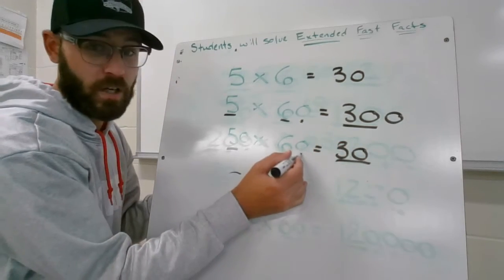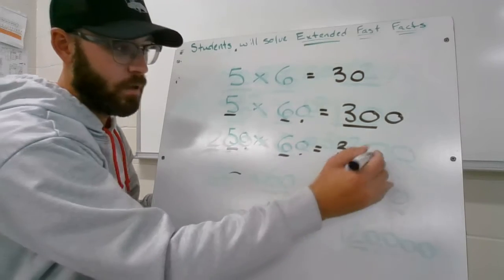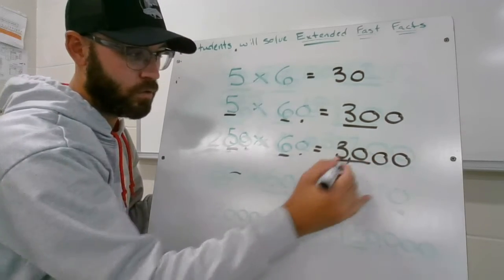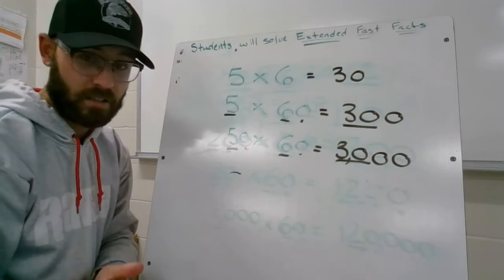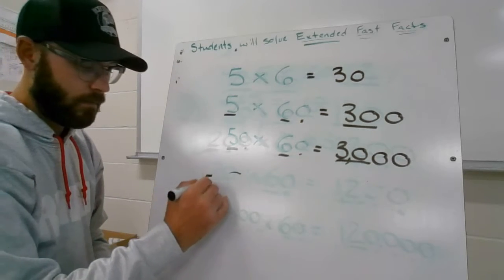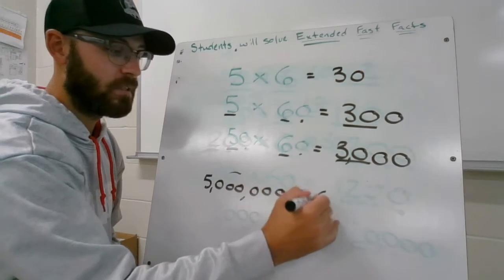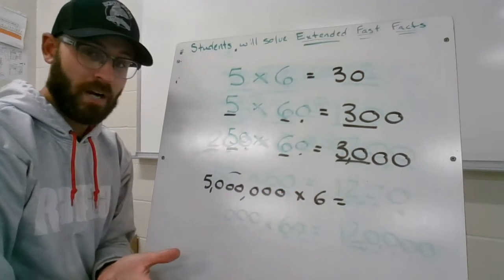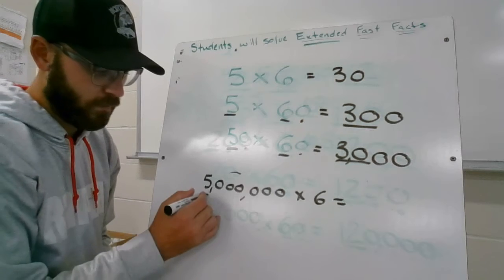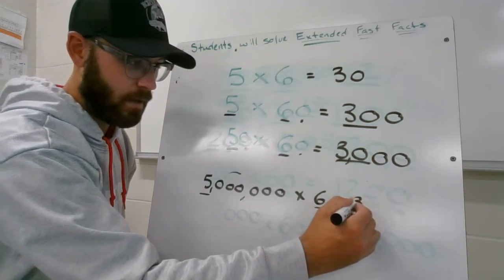How many zeros are in the equation? 1, 2. There should be 2 more zeros. 3,000 is the answer to 50 times 60. I don't care if it's 5 million times 6. This is not a difficult problem if you know how to count zeros, because you know your fast fact. 5 and 6 make 30.